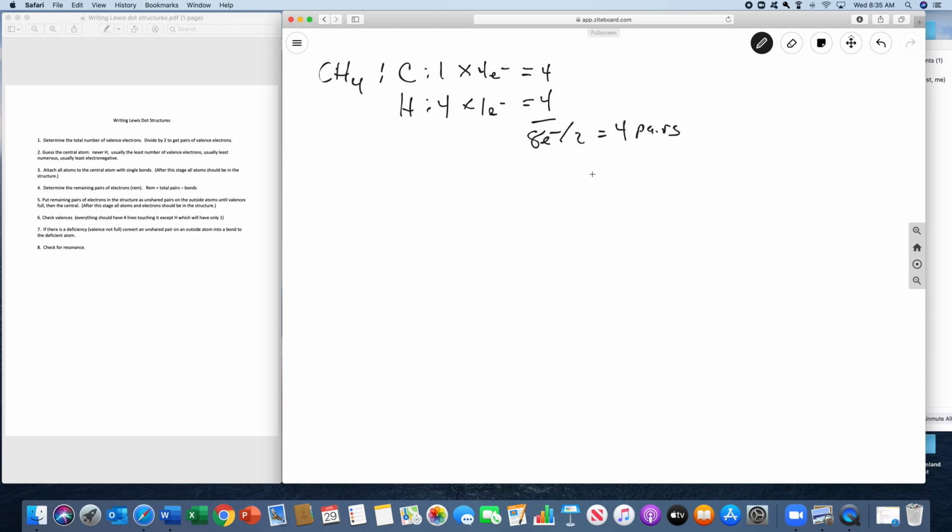That's step 1. Now, the next step is we're going to go to the central atom. If you guess the central atom, and it's not hydrogen, so carbon is the central atom. Then we're going to attach all the hydrogens, step 3, to the carbon. So here's the carbon. We're going to attach the 4 hydrogens.